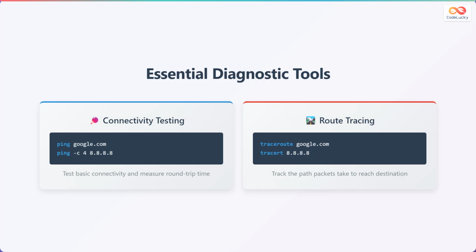Now, let's discuss essential diagnostic tools for network troubleshooting. First up is the ping command, used for connectivity testing. In the command line interface, you can type ping google.com or ping -c 4 8.8.8.8 to test basic connectivity and measure round-trip time. Next is the traceroute command, used for route tracing. Type traceroute google.com or traceroute 8.8.8.8 to track the path packets take to reach their destination.